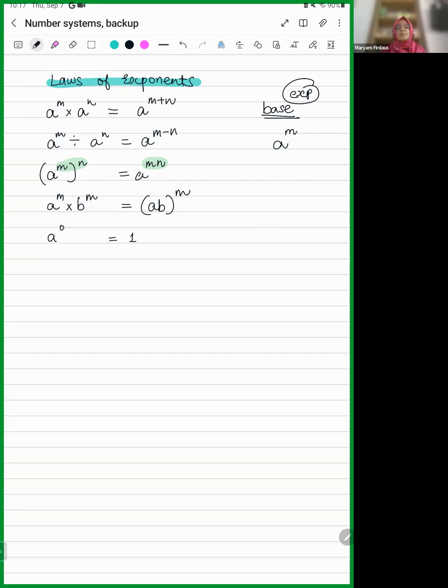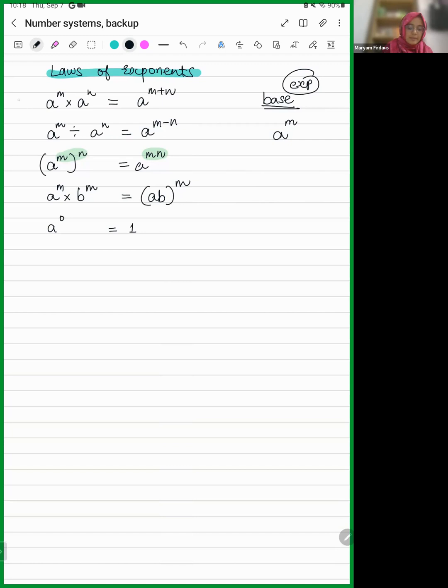Basically, what's happening here is we are taking the power as common only when you have a multiplication sign in between. Do not make the mistake that if you have a plus sign in between, then this is going to be (a plus b) to the power m. No, it's not going to be like that. This is only when it's multiplied. So let's just take some examples.